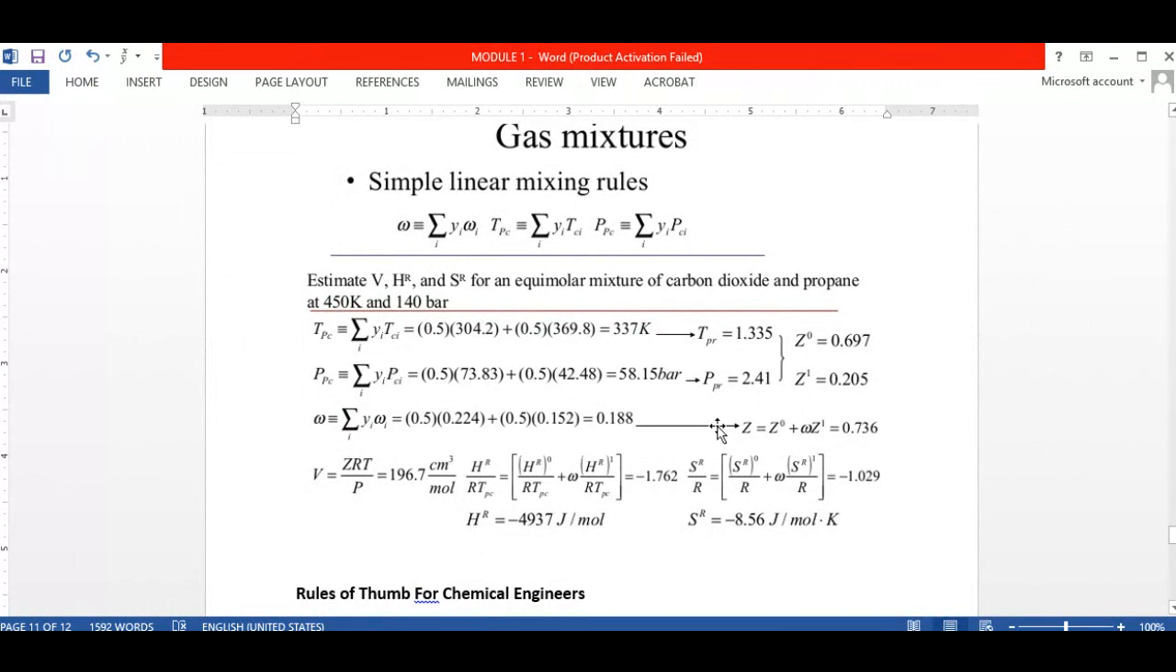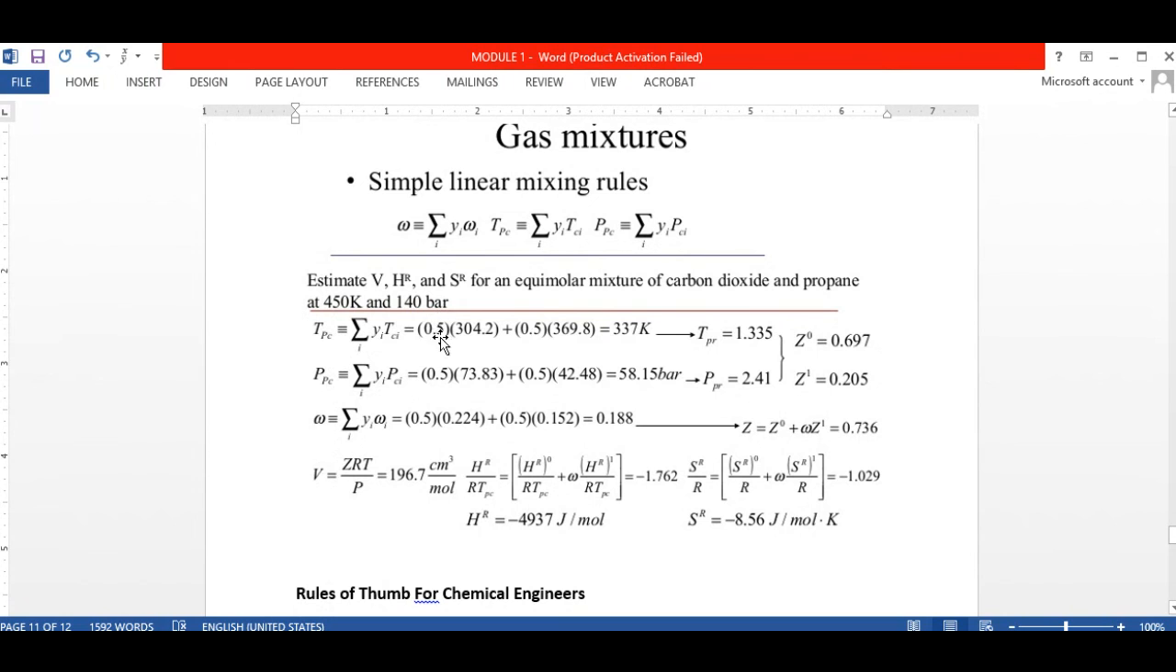For example, you want to calculate the temperature. This is known as the critical temperature, critical pressure. We will talk about this in thermodynamics as well. So if I want to find the temperature of the mixture, then I just have to take the average value. So for example, suppose we have 50% of one compound and 50% of another compound, and the temperature of this compound is 304, and the temperature of the other compound is 369.8. So what should be the temperature of the mixture?